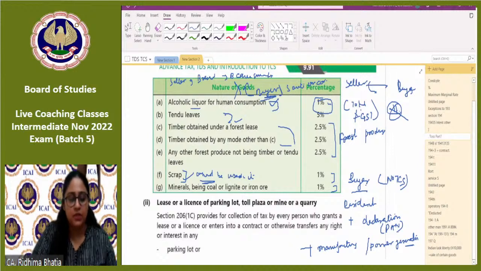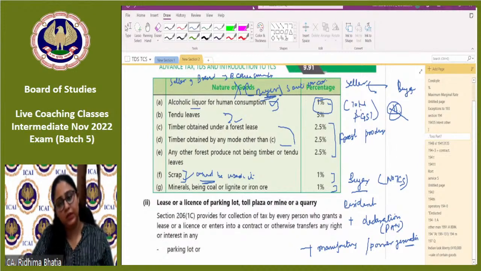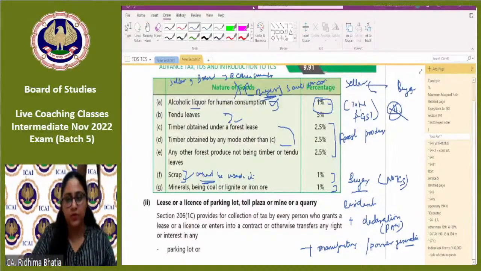Okay, so section 206C subsection 1 clear, very common section. Mostly it comes, it's the oldest section of TCS. I hope everyone has noted the buyer and the seller part.